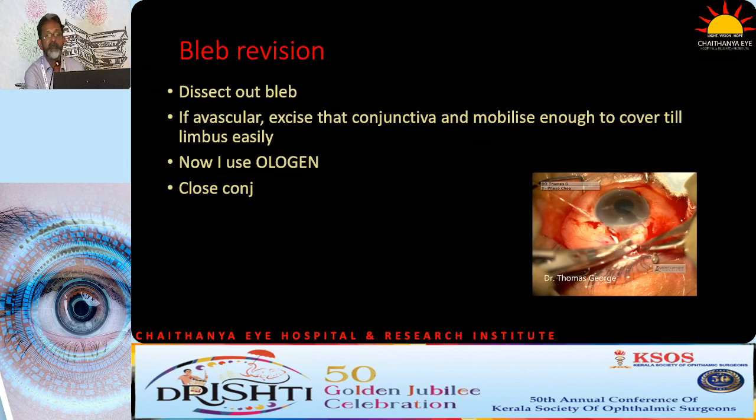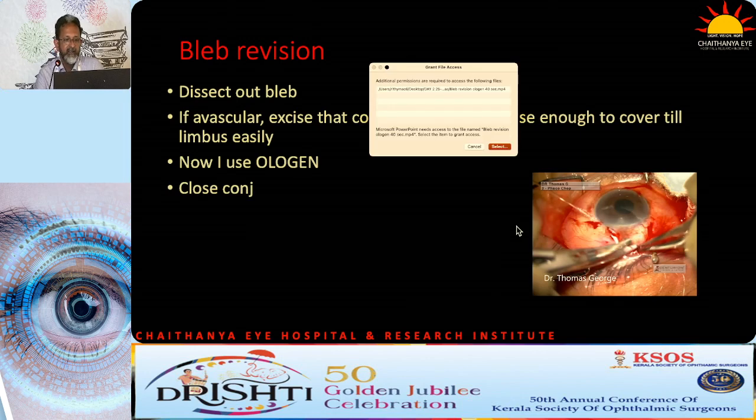Bleb revision would be a more involved procedure where you would excise that vascular bleb. Nowadays, I use Avastin, Ologen, and earlier we used stored sclera. But now with Ologen being less available, we may have to go back to that.